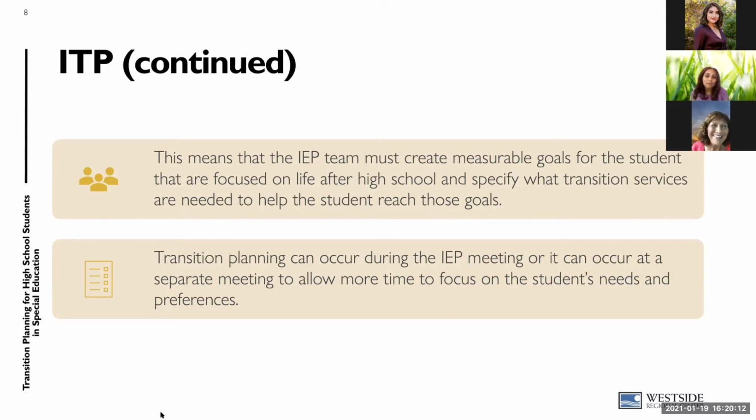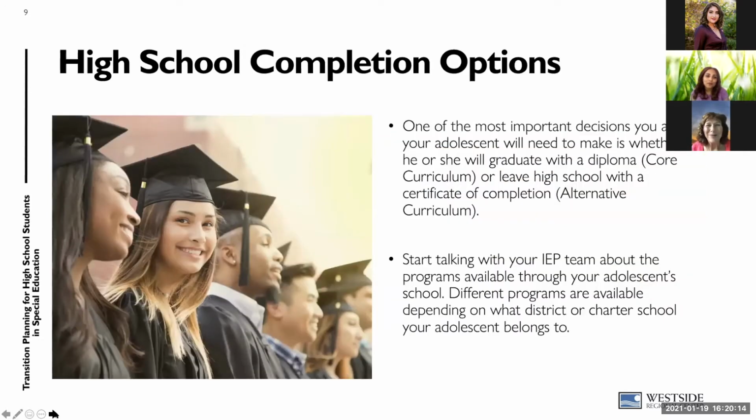Okay, next. High school completion options. One of the most important decisions you're going to make is whether you are going to be on that diploma track, where you have to meet the credit requirements and take all the classes required by the State Department of Ed, and Fabian will go into much more detail about what those are. That's called the core curriculum.